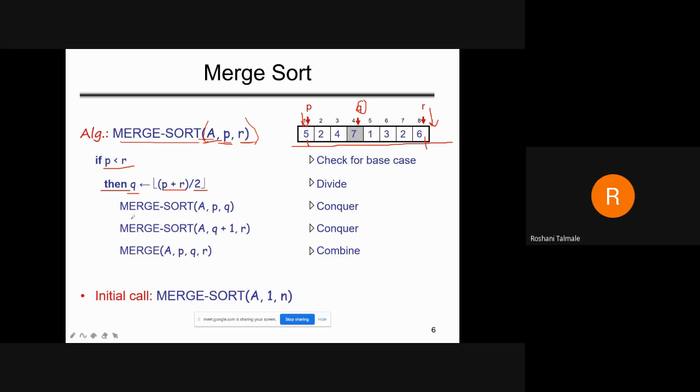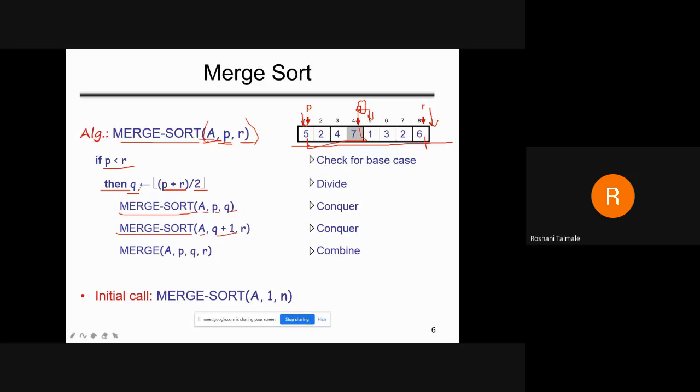Now two arrays we have formed. Which arrays? The first array is A with size P to Q. This is the first one, from 5 to 7 we will form with Q. And the next sub array we have formed is merge sort A, Q plus 1. Q plus 1 means if I consider Q as the fourth, so 7 will be considered in the first array. So Q plus 1 means the next index, from the next index we will consider the second sub array.